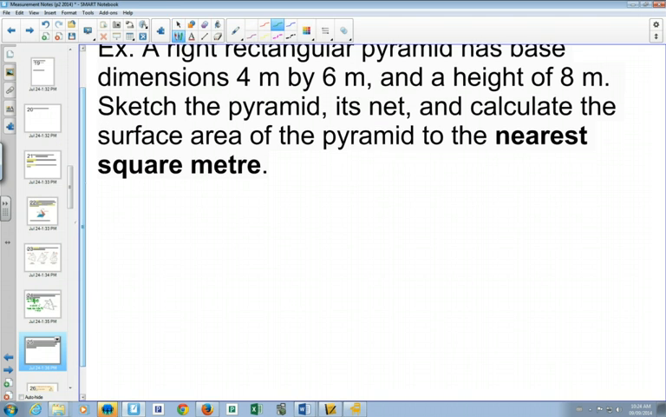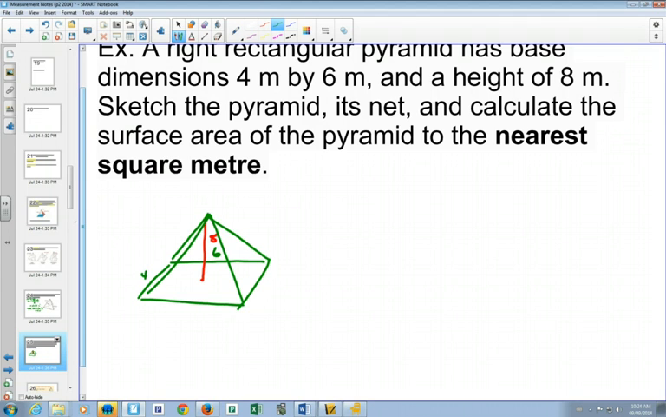We'll draw it out. So I'm going to put my 4 by 6, 4 here, 6 here. I'm going to try and draw straight up from the center, straight up 8. That'll be my height. And then from there, connect those points to give an idea of what this shape looks like.